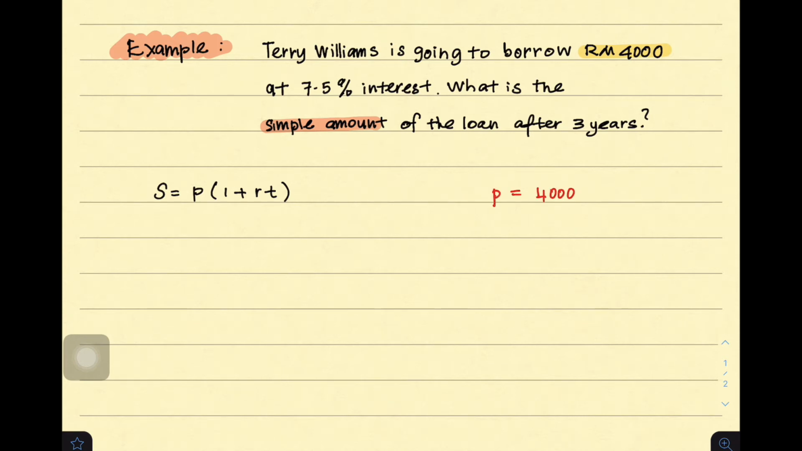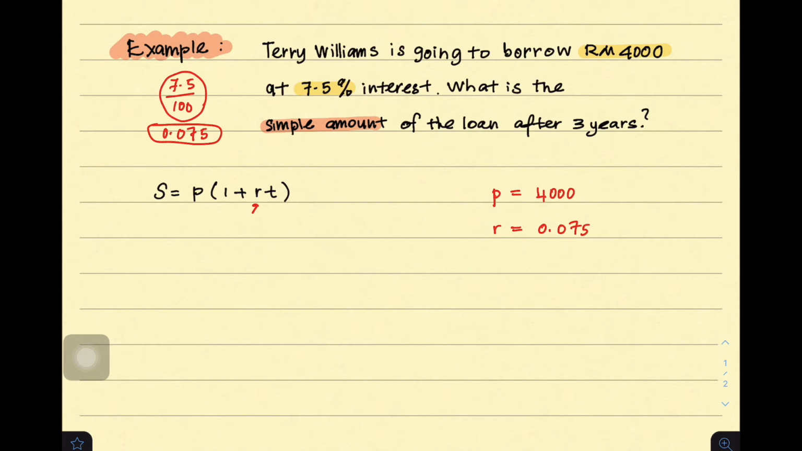Okay, then you have here the interest rate which is 7.5%, and you know 7.5% can be written as 7.5 over 100. So you need to find what is 7.5 over 100. So 7.5 over 100 is 0.075. You can calculate it by using calculator. So this one is the interest rate which is R. Okay, so we put R, our R is equal to 0.075.